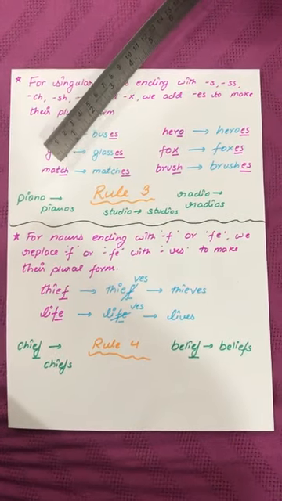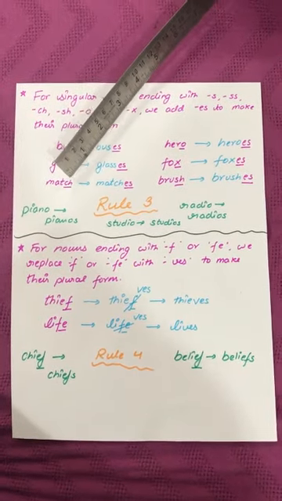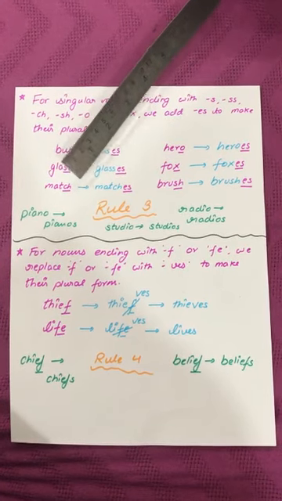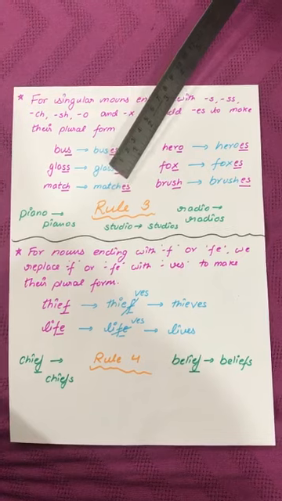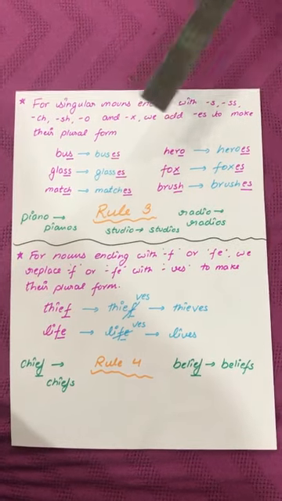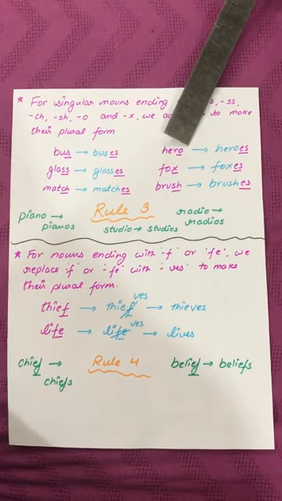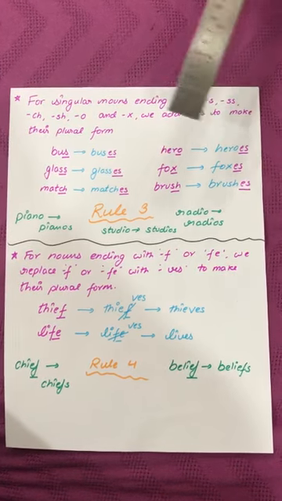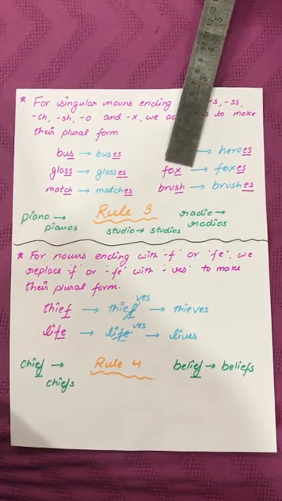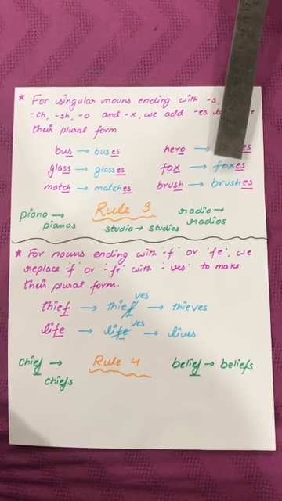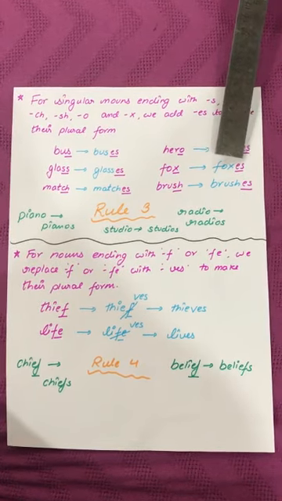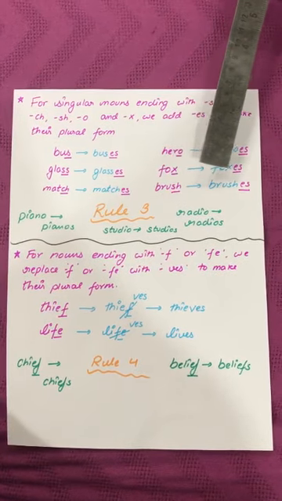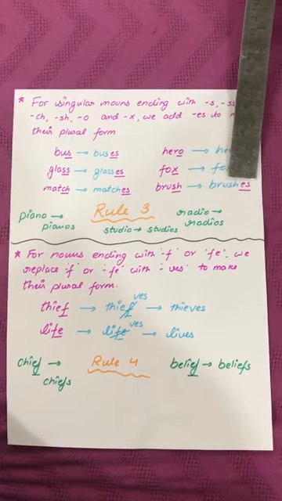Now this word match ends with CH. So what are we going to do? We are just going to add an ES to the end of the word and it becomes matches. Here hero ends with O. So we have added an ES to it, so it becomes heroes. Fox ends with X. So we have added just an ES to it to become foxes. Brush ends with sh, and again we have added an es to make it brushes.